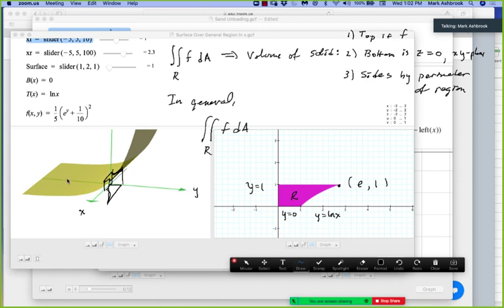But if that surface goes below the xy plane for some xy ordered pairs in the region, then those solids that are carved out below the xy plane have a negative contribution to the double integral, because these values are negative. Wherever the surface is above the xy plane over the region, those solids have a positive contribution of their volume. And wherever the surface dips below the xy plane and carves out solids, those have a negative contribution of their volume to the double integral.